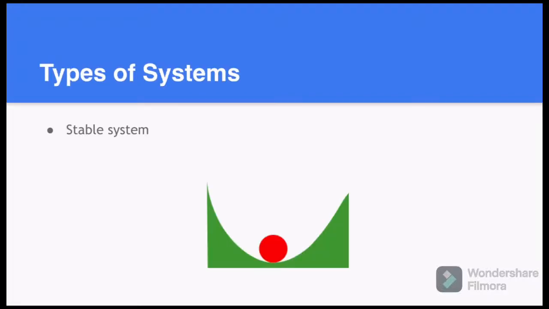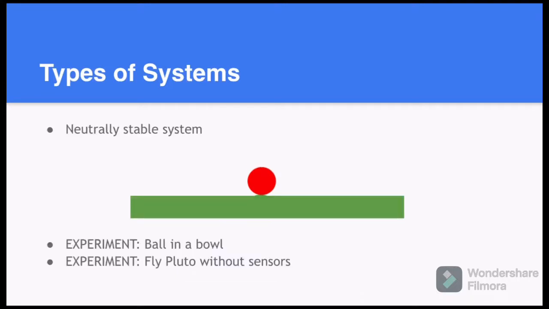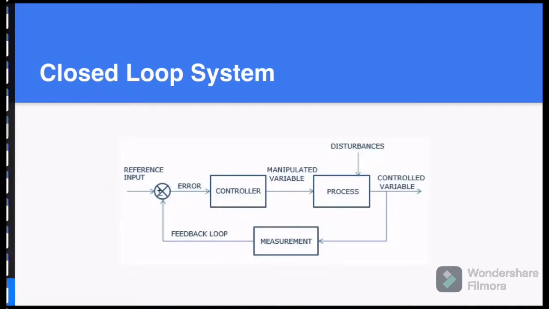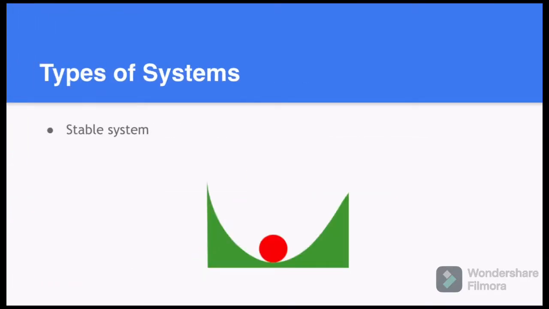So in this lesson 3, we are going to see types of system. We will just roughly see all the systems. First one is stable system, second one is unstable, and this is a neutrally stable system. Okay. So just a second. What is a stable system?